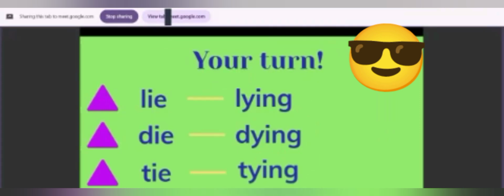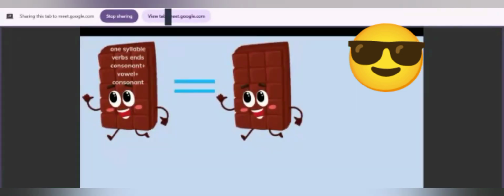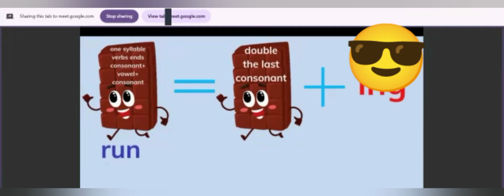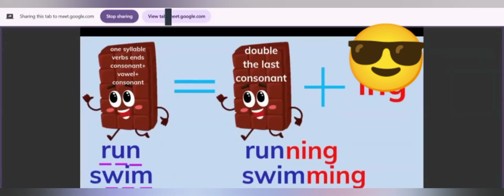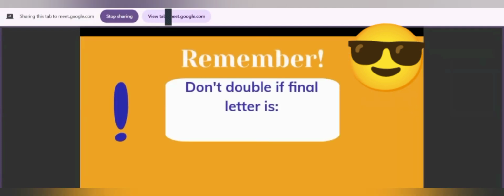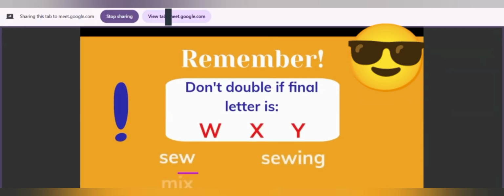For one-syllable verbs, when they end in consonant, vowel, consonant, we double the last consonant and add ing. Run, consonant, vowel, consonant. Running. Swim, swimming. Stop, stopping. Remember, don't double if the final letter is W, X, Y. Sow, sowing. Mix, mixing. Play, playing.